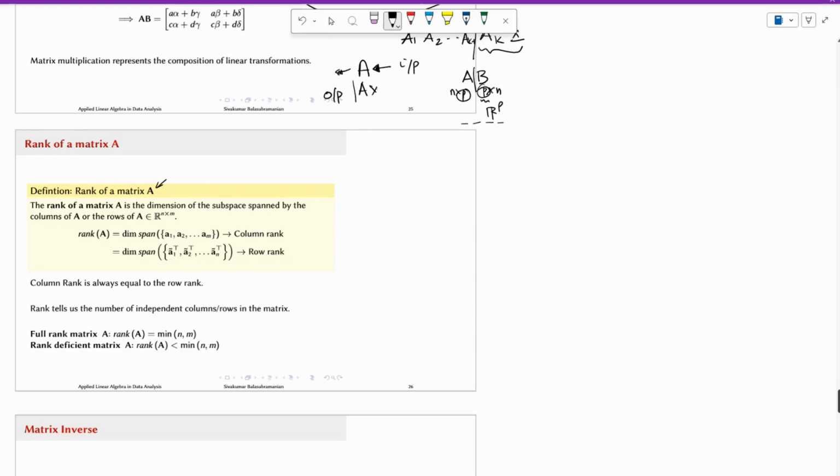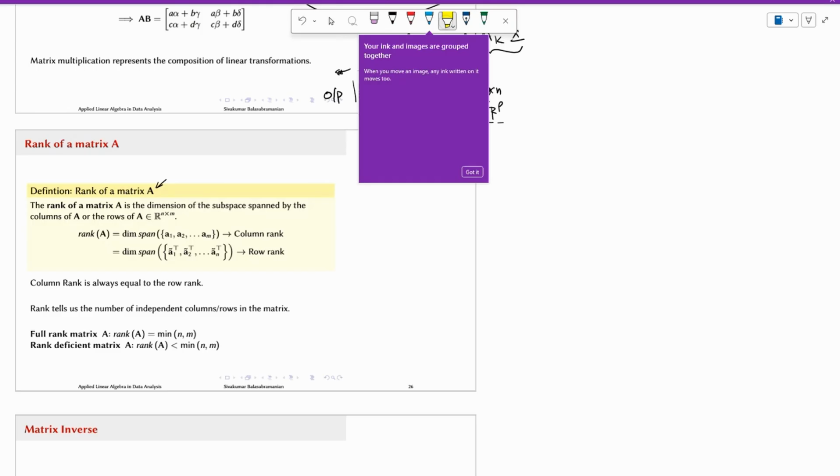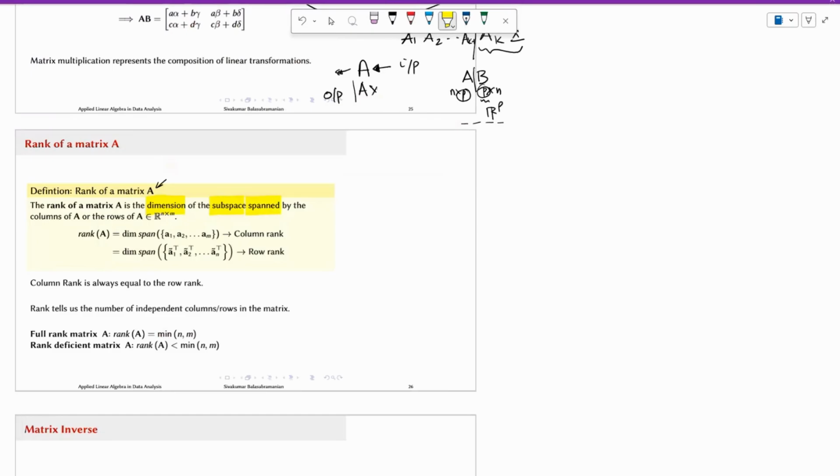Now when you see these words, these things should already remind you of the definitions that we saw in module 1. We know what is meant by the dimension of a subspace. We know what is a subspace. We know what we mean when we say a subspace spanned by a set of vectors.